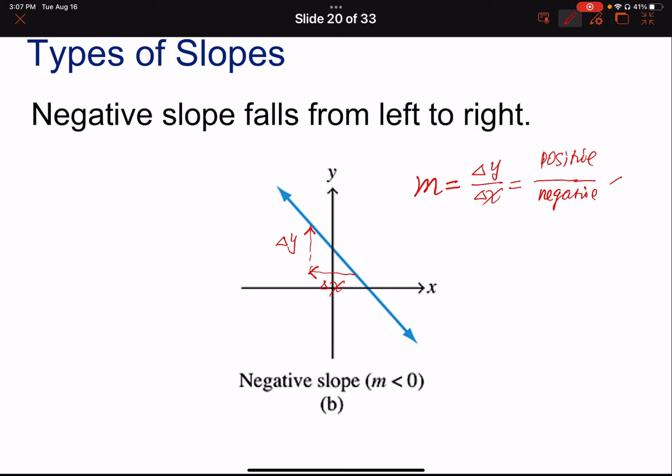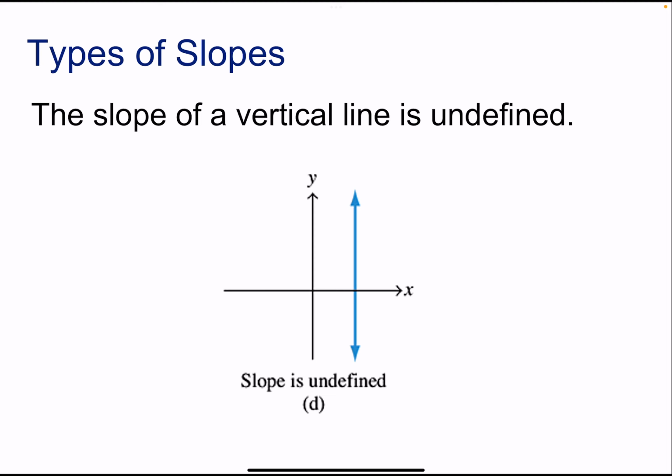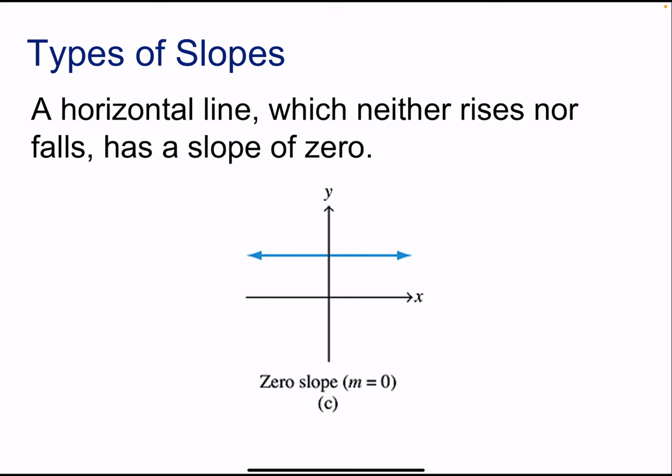That's why you have a slope less than 0. And in this case, the line is pointing toward the northwest direction. Now, what about a horizontal line?